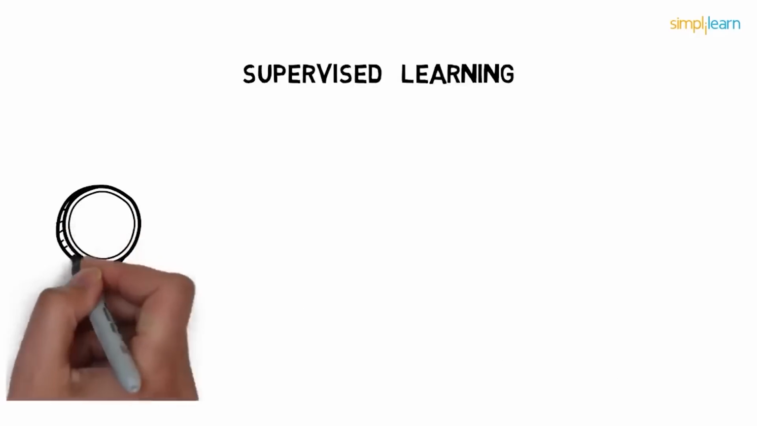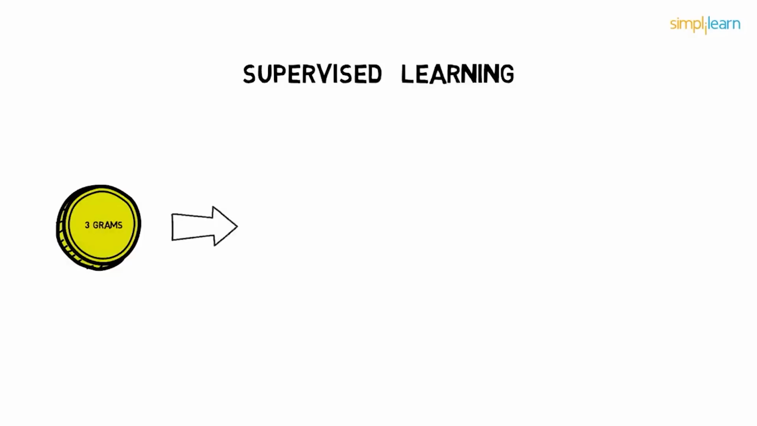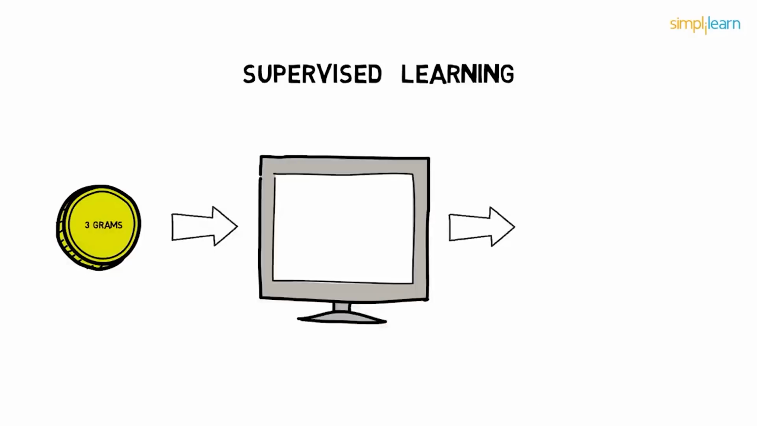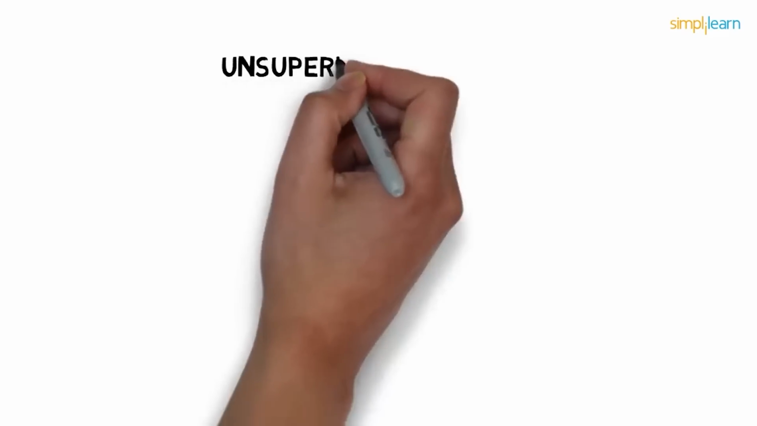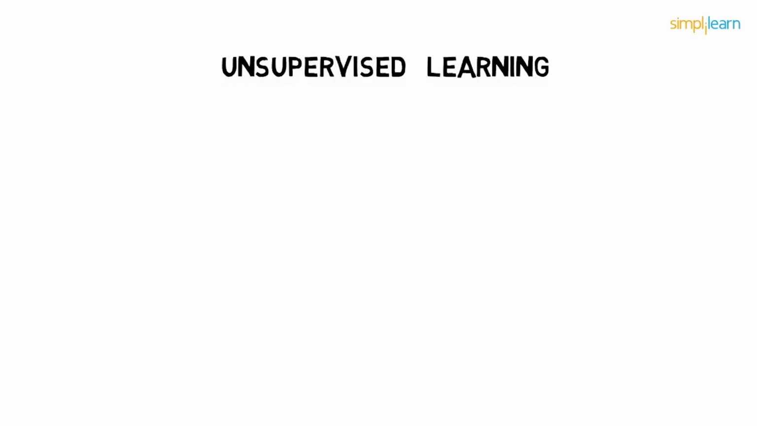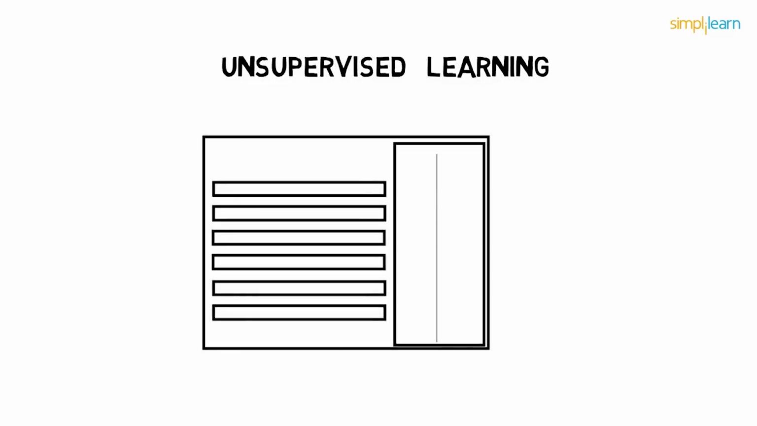Let's give a new coin to the machine. On the basis of the weight of the new coin, your model will predict the currency. Hence, supervised learning uses labeled data to train the model. Here the machine knew the features of the object and also the labels associated with those features. On this note, let's move to unsupervised learning and see the difference. Suppose you have cricket dataset of various players with their respective scores and wickets taken.